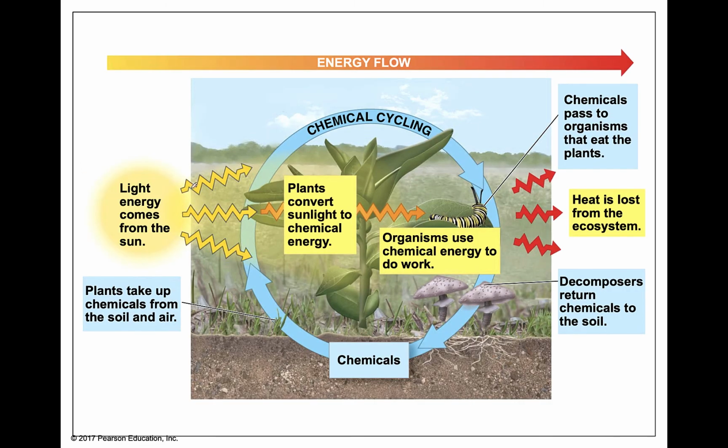So here's a better drawing of that. So you can see the energy coming in, being converted from the plant to caterpillar here, and then eventually lost as heat as it goes through. The chemicals from the soil get taken up into the plant, into the caterpillar. Eventually the caterpillar dies. Our decomposers here, our fungus, break it down, return it to the soil.